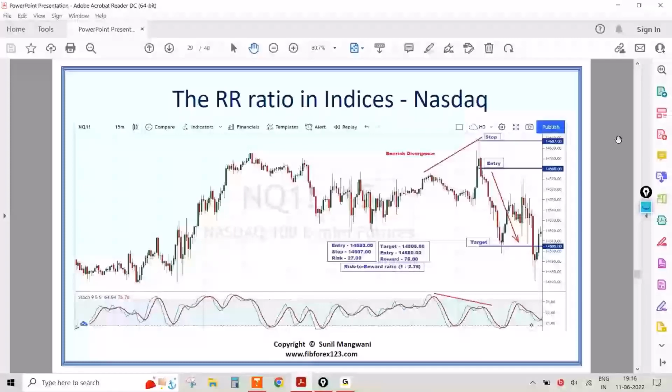Now on a 15-minute time frame over here, this was a trade again based on your divergence, a bearish divergence, where the risk to reward ratio was almost 1:3, which is great, right? So if I want to trade indexes, I must make sure that if I trade on the 15 minutes, I'll get a good risk to reward ratio. But even if I'm going on a smaller term time frame, I should be able to maintain a minimum 1:2.